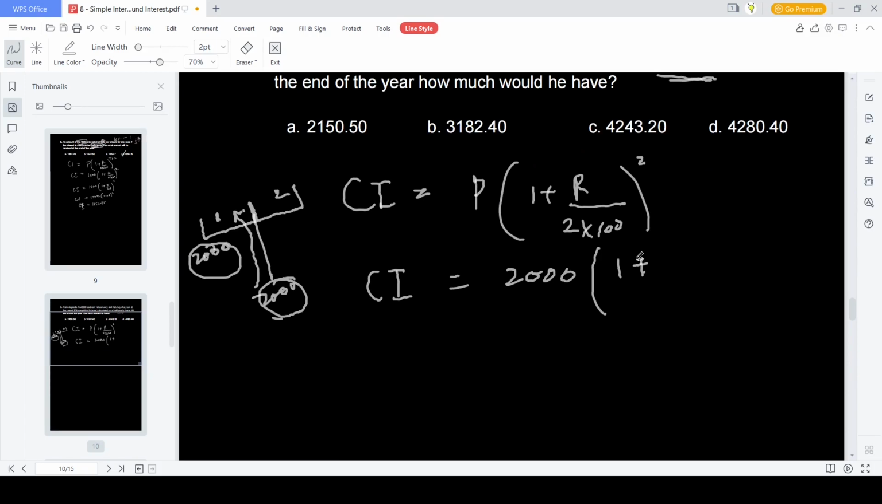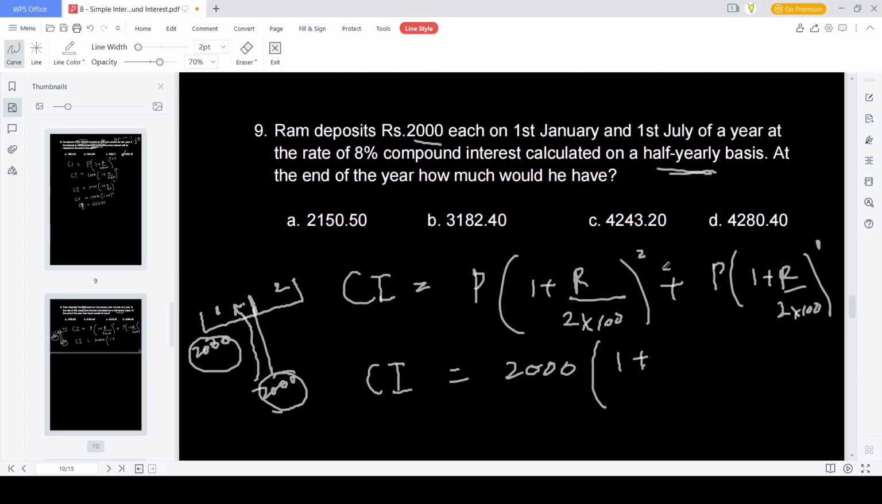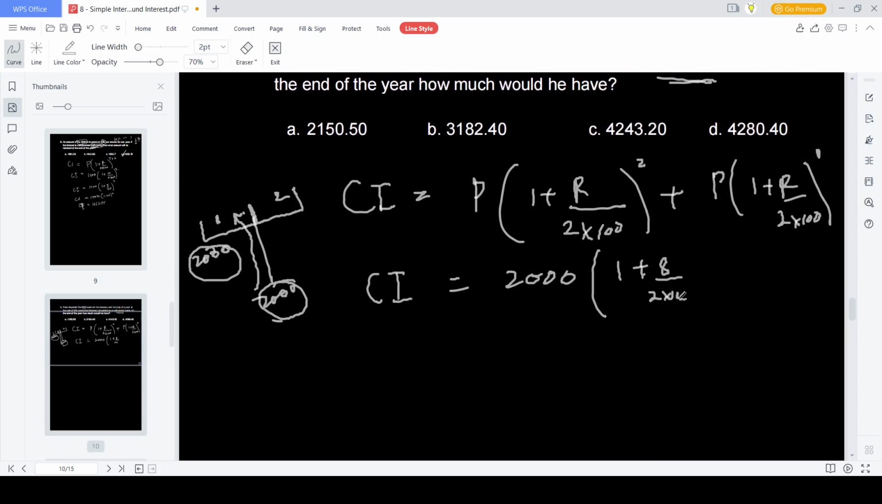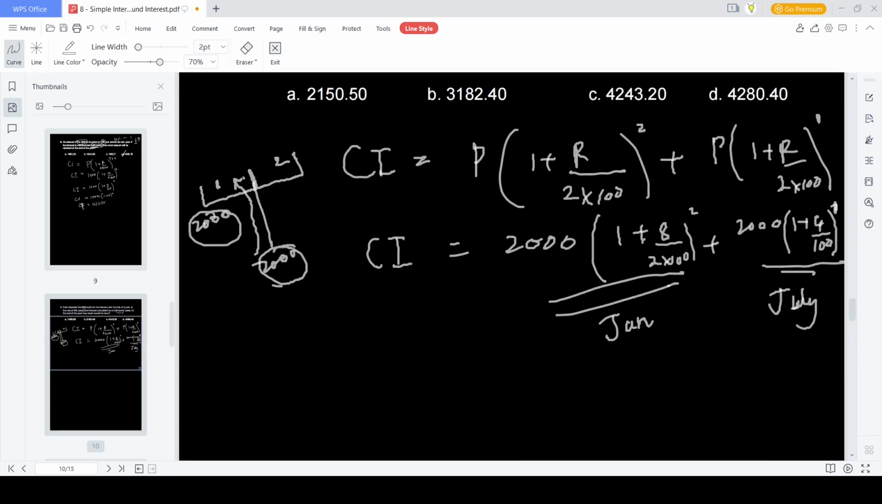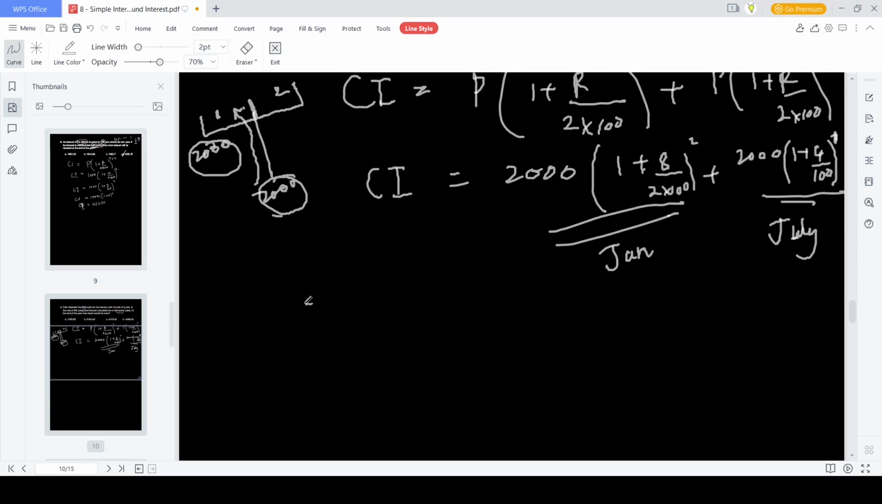So you get plus P into (1 plus R by 2 into 100) to the power 1. The rate is 8%, so 8 by 2 into 100, the square. This is the amount deposited in January, so it's compounded twice till the end of the year, plus 2000. This is the amount compounded from July, that is 4 by 100, 8 by 2 basically, to the power 1 only. So this part comes from July, this part comes from January. The sooner you deposit it, the more interest you earn. Simple.